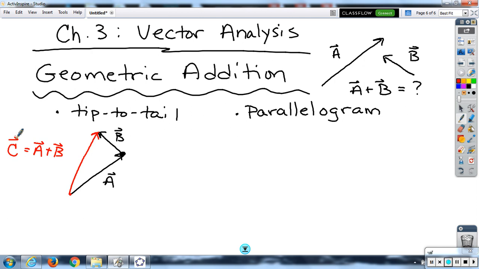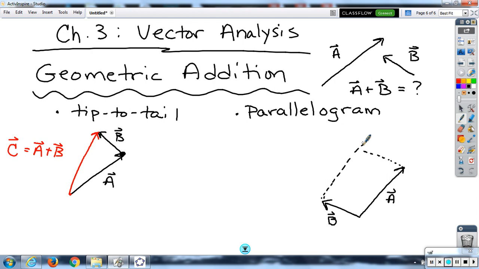Now, how do we do it using the parallelogram method? Well, the parallelogram method says to connect both vectors at their tails. So here's A, here's B. And what we're going to do is form a parallelogram. That basically means to just sort of shadow the B vector this way and the A vector this way. And that creates a parallelogram.